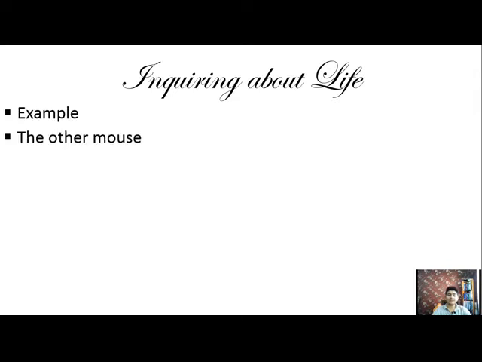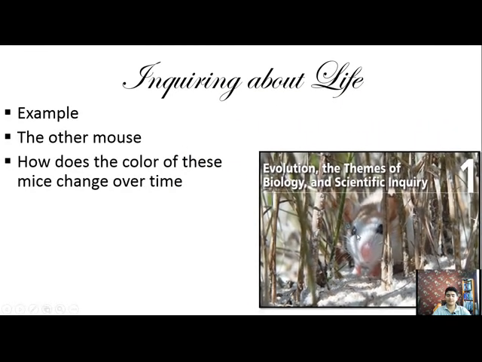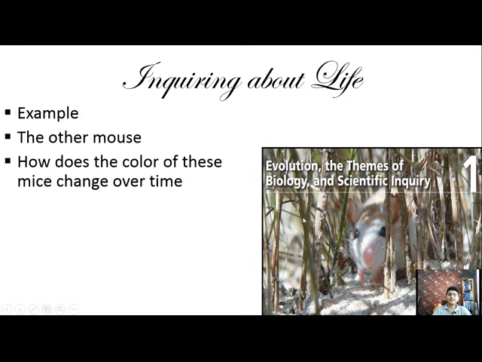Take, for example, this mouse over here. It lives on the white sandy beaches of Florida. What a lucky mouse. But it's a mouse. There are few hiding places for a mouse among the sparse clumps of beach grass that dot the white sand dunes along the Florida seashore. However, these mice have white dappled fur, allowing them to blend into their surroundings. There's another kind of mouse that has a darker color.